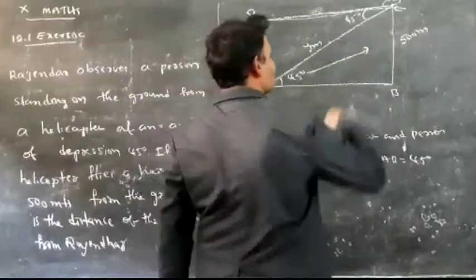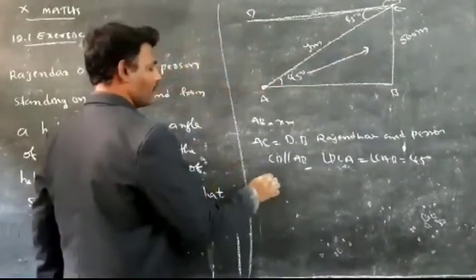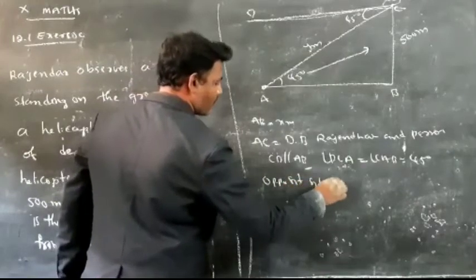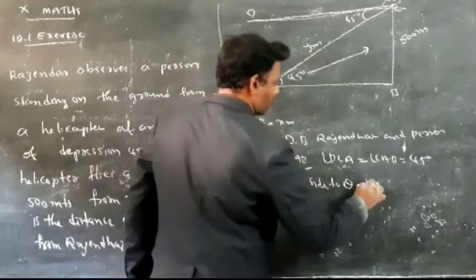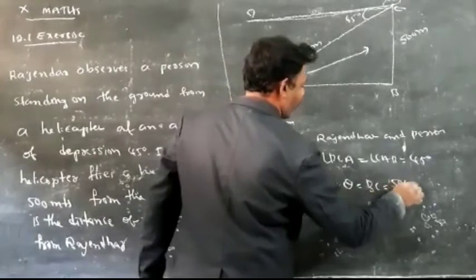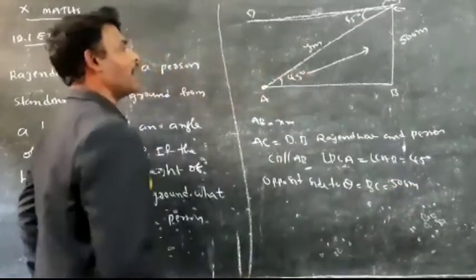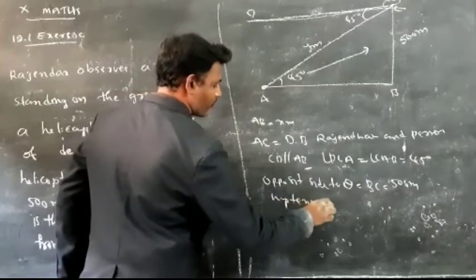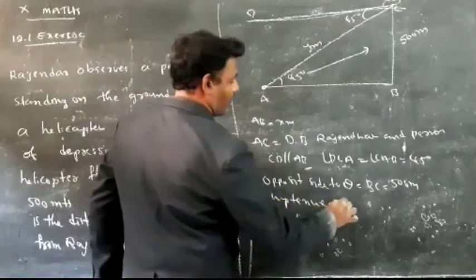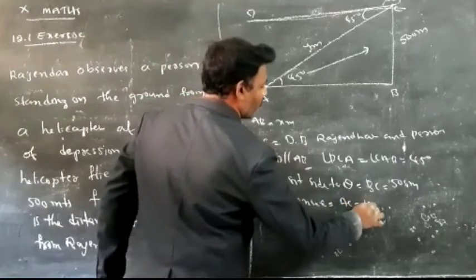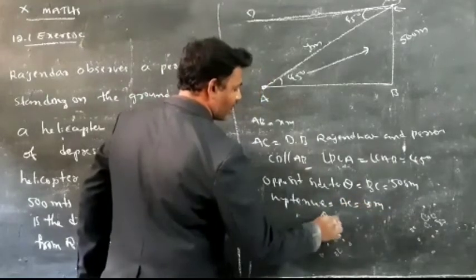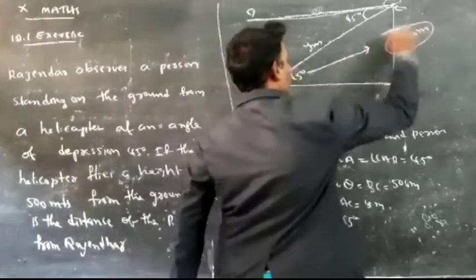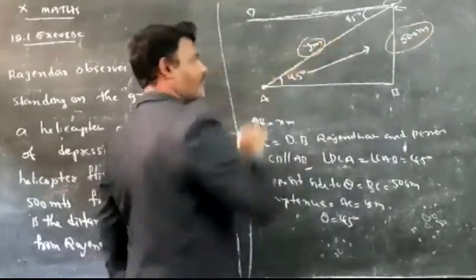Then what is the opposite side here? BC is the opposite side. Theta, BC is equal to how much? 500 meters. Then what about the hypotenuse? It is equal to AC is equal to y meters. Then what about the angle theta? It is equal to 45 degrees. See, here I know the value of the opposite side, I need the value of the hypotenuse.